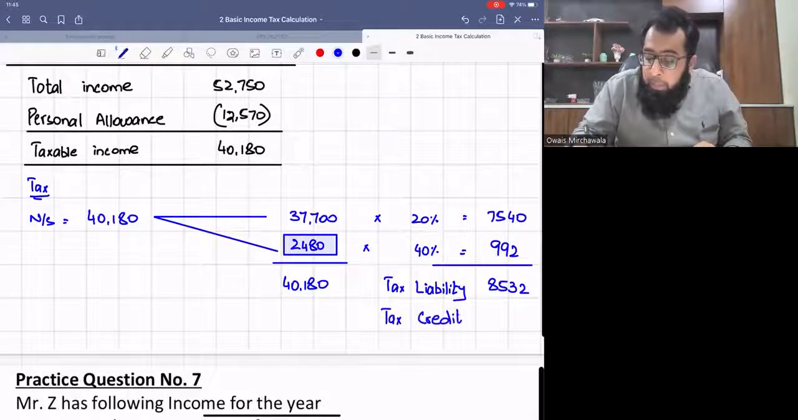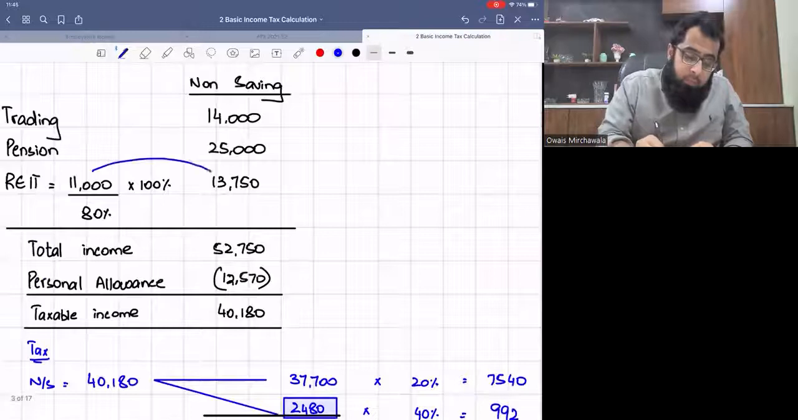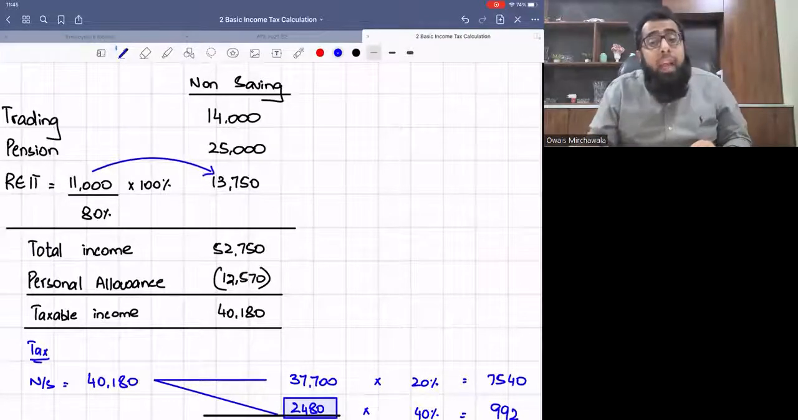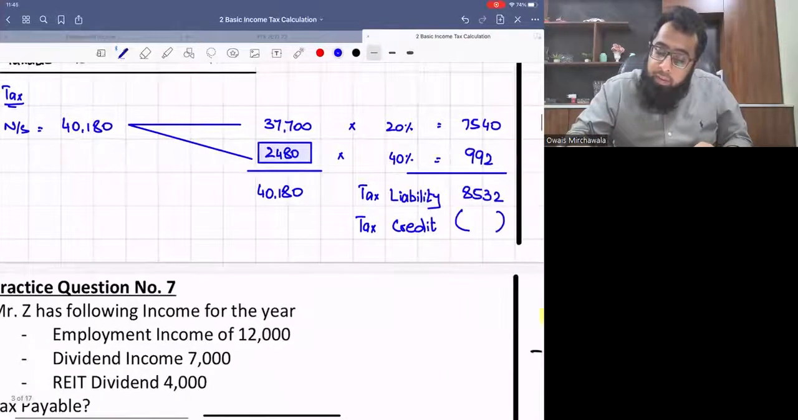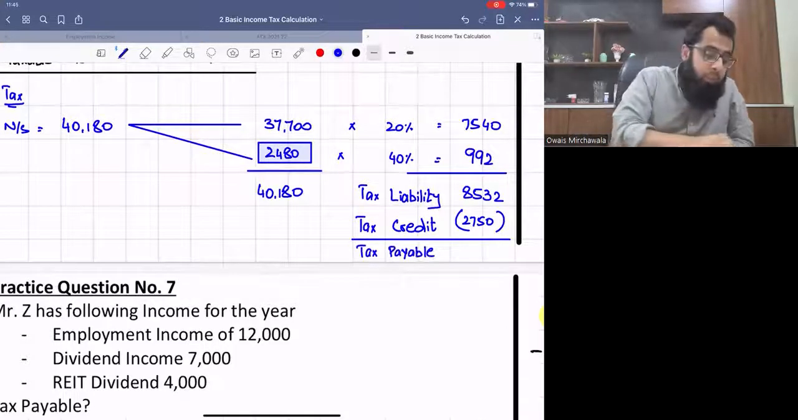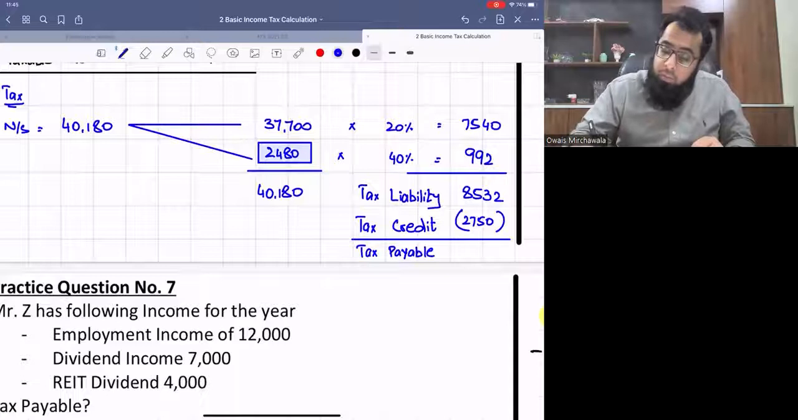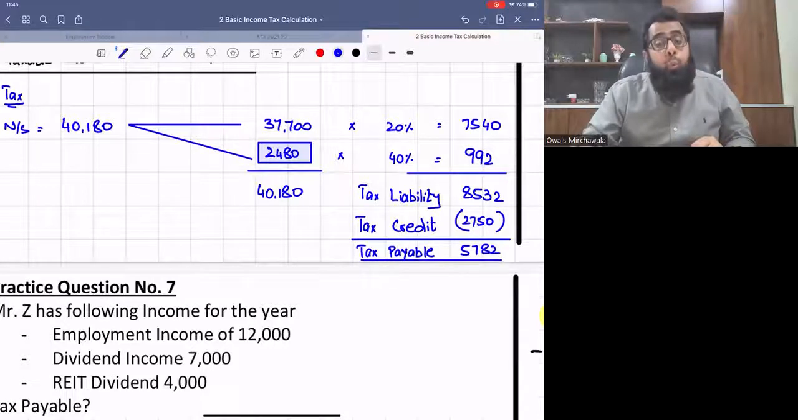which was already paid? 13,750 minus 11,000, so it's 2,750. This will give us a tax payable of how much? 5,782.